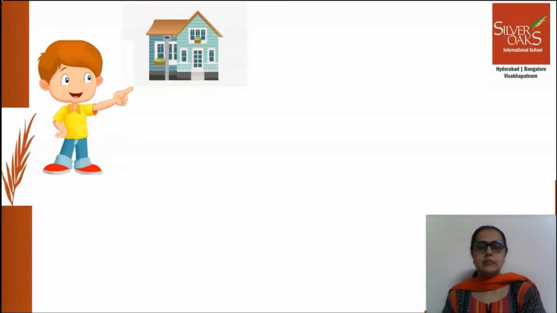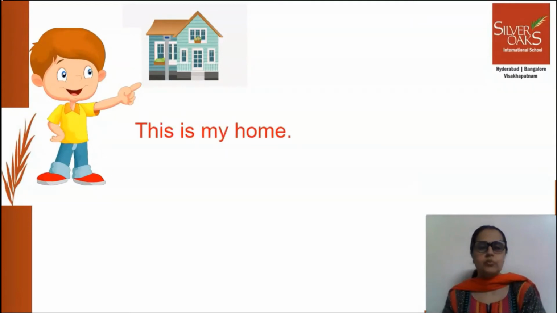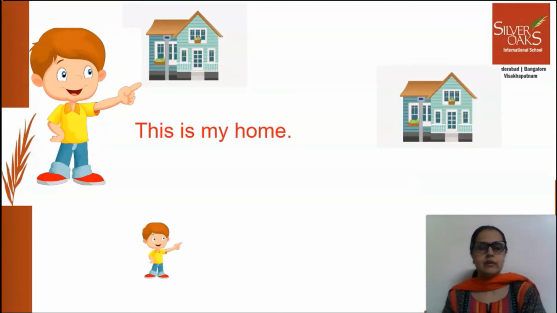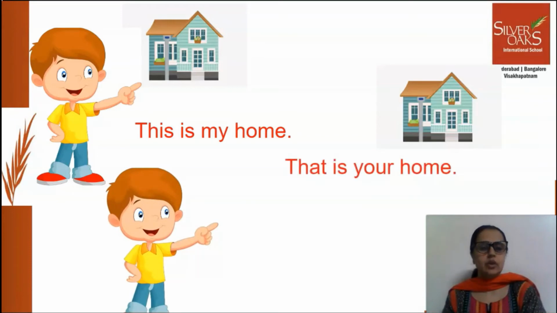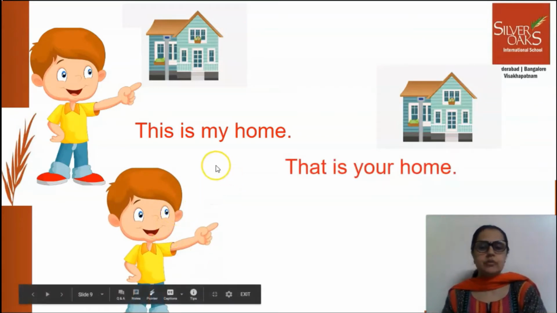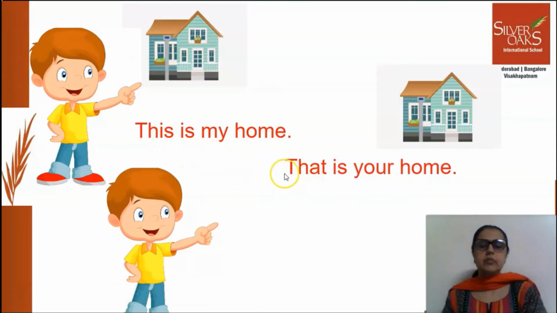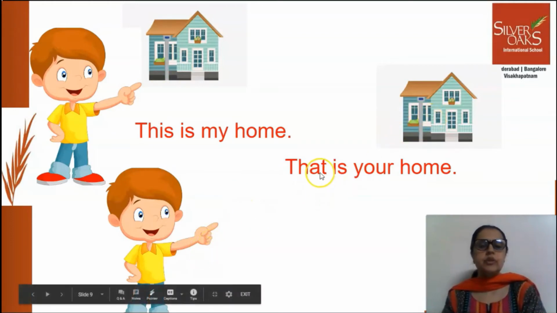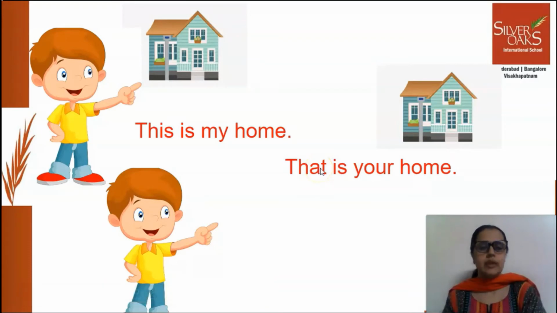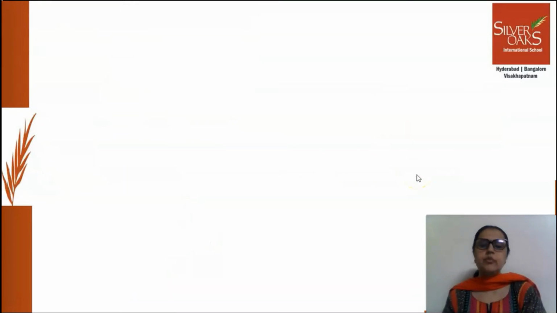Now look at this example. What is this? This is my home. What is that? That is your home. Now, can you make out the difference? We use this and that because here the house is near the boy. So we will use the demonstrative pronoun this. And here, since the house is far from the boy, we will use the demonstrative pronoun that, saying that is your home.